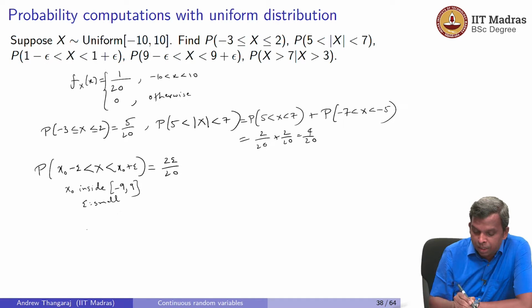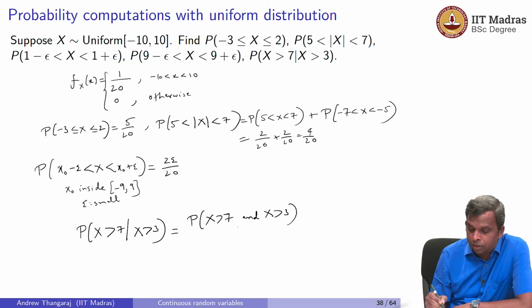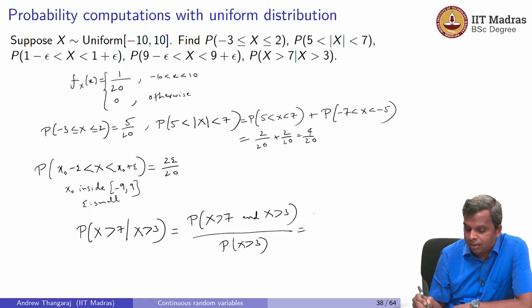So look at the next computation. Maybe this is a bit interesting. It's the probability that x is greater than 7 given that x is greater than 3. So this is just conditional probability. And what is conditioning? x greater than 7 and x greater than 3, right? So this is the intersection divided by the probability that x is greater than 3. Now the probability that x is greater than 7 and x is greater than 3 is just the probability of x being greater than 7. So greater than 7 is 3 by 20, greater than 3 is 7 by 20, so that's just 3 by 7. Okay.